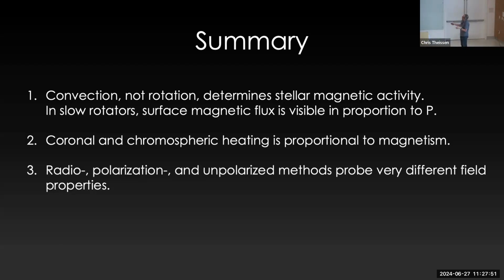We have a clear proportionality between coronal and chromospheric heating and magnetism. And we have very different results. We need to be very careful if we compare the results from different methods among each other about magnetic fields.